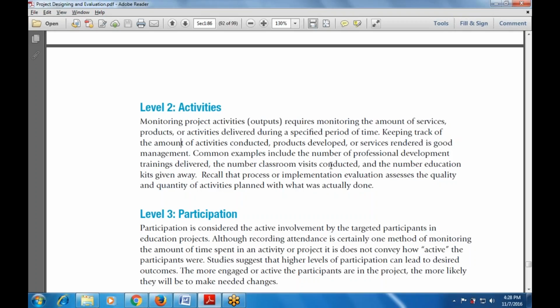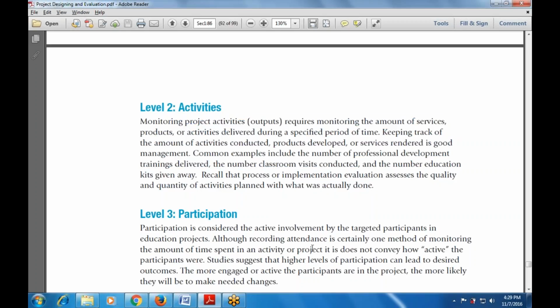Common examples include the number of professional development trainings delivered, the number of classroom visits conducted, and the number of education kits given away. And recall that a process or implementation evaluation also assesses the quality and quantity of the activity planned against what was actually done. What was actually done, why it was done, what is the main scenario and the main criteria for doing this level number 2, that is activity.